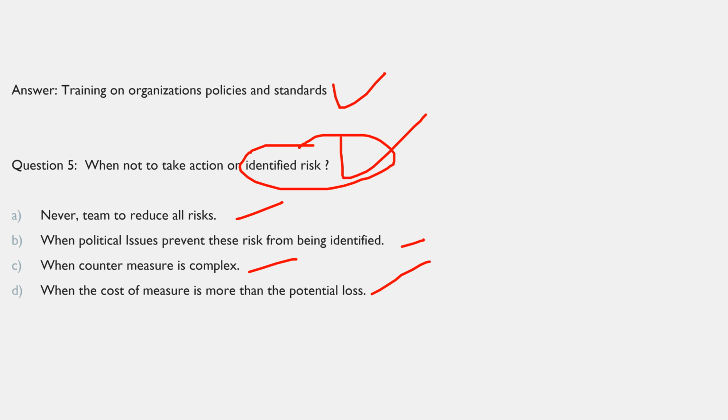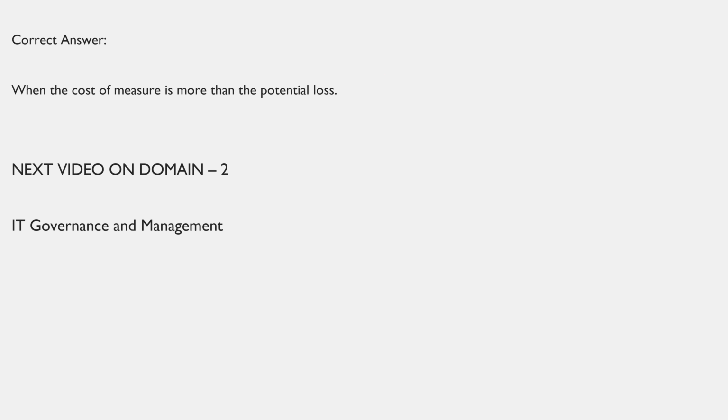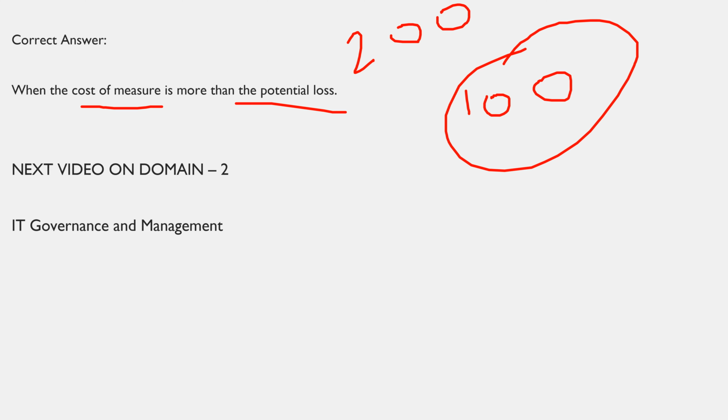So I'm coming to the correct answer mentioned in the next slide, guys. You can pause here if you need more time. The right answer is when the cost of the measure is more than the potential loss. This is because, if the potential loss is, for example, rupees 100, and the cost of the countermeasure is rupees 200, we cannot invest rupees 200 to save rupees 100. That's why the correct answer is when the cost of the measure is more than the potential loss.